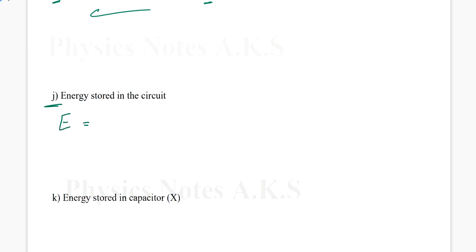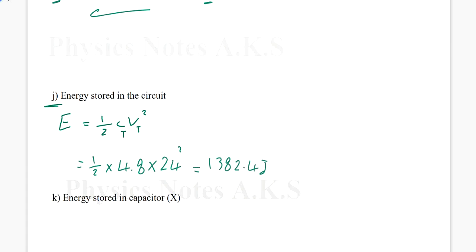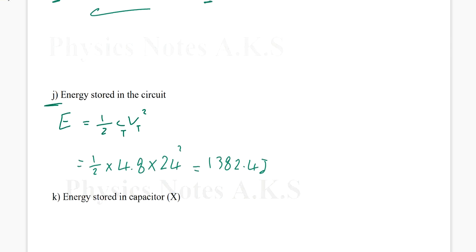E equals half CV squared. Okay, C total and V total, which is going to be half multiplied by C total. We found it 4.8, multiplied by the total voltage of the battery. It's 24 squared. The answer will be 1382.4 joules. This is the total energy in the circuit.